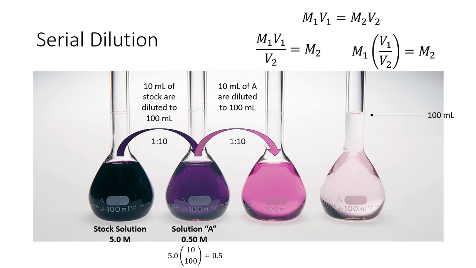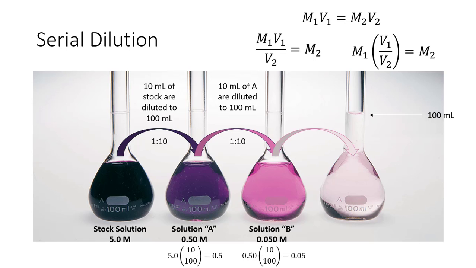That's still a 1 to 10 ratio. It's just we started out with a different initial molarity, that being what was the molarity of solution A. And so you can see in our equation here how that changes what our final math is, so that now we figure out the solution B maybe has a molarity of 0.05 molar.